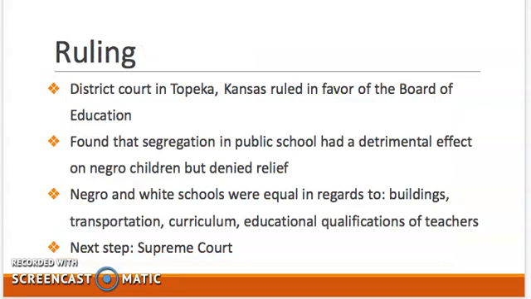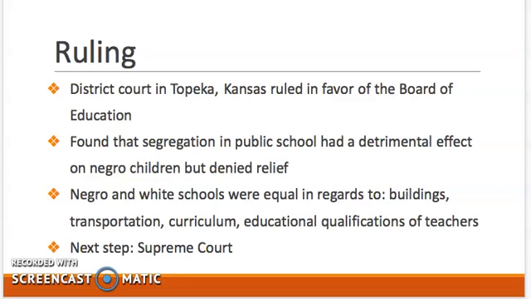So for the ruling, I think we all know that eventually Brown versus Board of Education worked its way up to the Supreme Court, but it started in the district court in Topeka, which actually ruled in favor of the Board of Education. They found that segregation in public schools actually did have a detrimental effect on Negro children, but they ruled against them anyway.